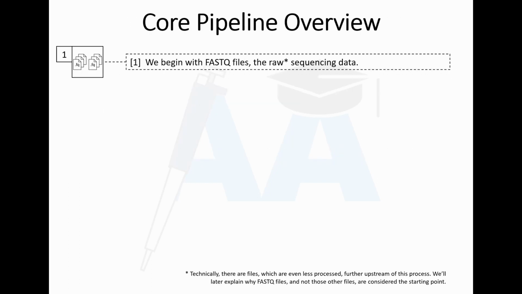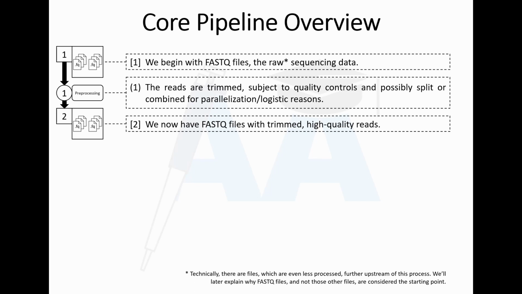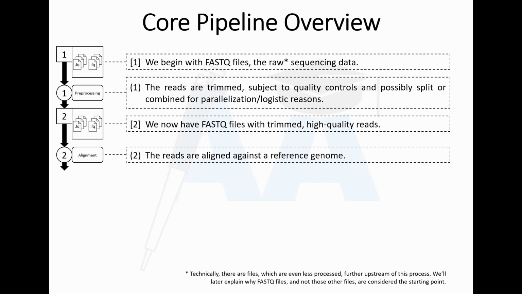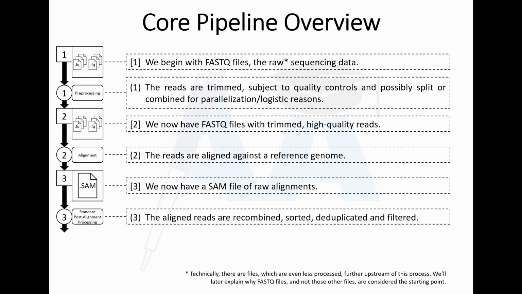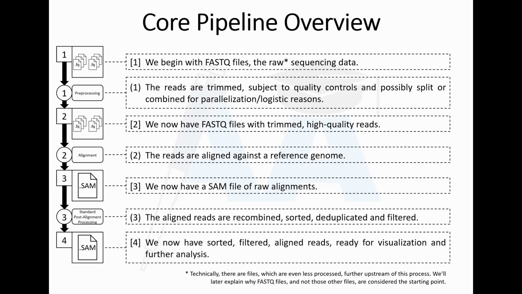Let's start with a brief overview of the whole pipeline. We start off with the original FASTQ files, which contain completely unprocessed sequencing data. The FASTQ files undergo pre-processing, producing data which is still in FASTQ format, but is more reliable after having undergone trimming and filtering. These sequencing reads are then aligned against the reference genome, producing a SAM file, which contains raw, unprocessed alignments. These alignments then undergo standard post-alignment processing to produce sorted, filtered, aligned reads, which are now ready for analyses which are more experiment-specific.